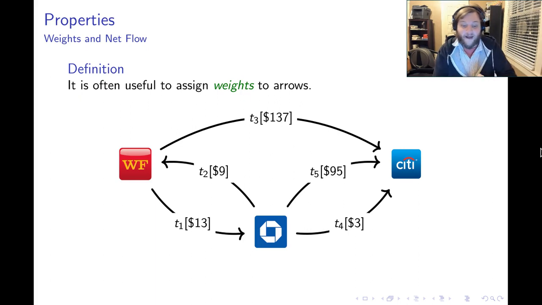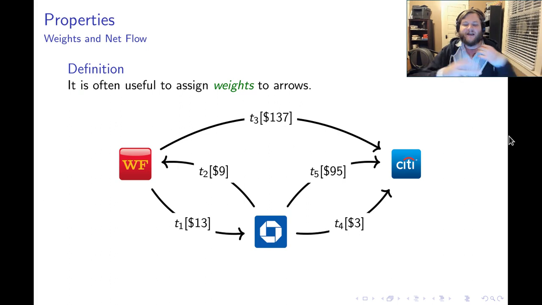Let's include that now. So here, the first transaction was from Wells Fargo to Chase. And what I'm introducing here is notation where I'm bracketing off a number. That number is called the weight of this arrow. So here, the size of the transaction that occurred between Wells Fargo and Chase was $13. In the second transaction here, Chase was sending Wells Fargo $9. In the third transaction, Wells Fargo sent Citibank $137. In the fourth transaction, Chase is sending Citibank $3. And in the fifth transaction, Chase is sending Citibank $95.